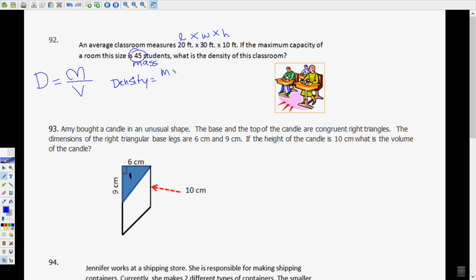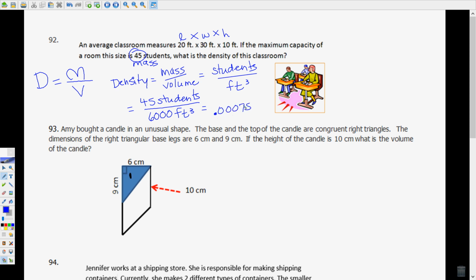density equals mass over volume. And for this problem, the mass will be the students, and the volume will be the cubic feet that we get when we multiply those 3 numbers. So simply, it would be 45 students over 20 times 30 times 10, so 6,000 cubic feet, to give us 0.00075 students per cubic foot.